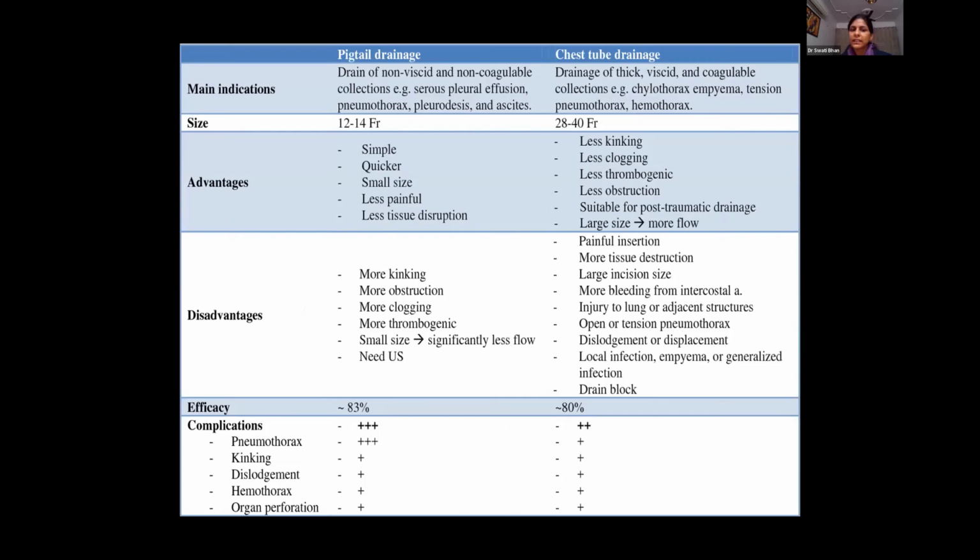We can see that they are simple to put. Comparing them with ICDs, they are smaller, less painful, and they cause less tissue disruption. However, because the diameter is less as compared to ICDs, they are prone to more kinking, obstruction, or clogging. But if we have to place a catheter for a long period of time, then pigtail is ideal for patient comfort.